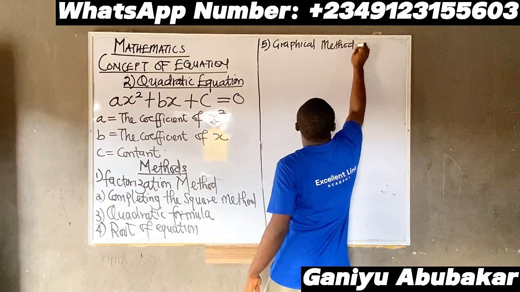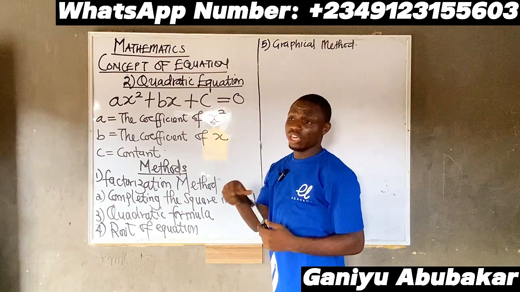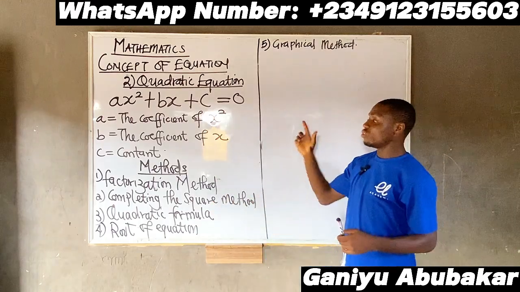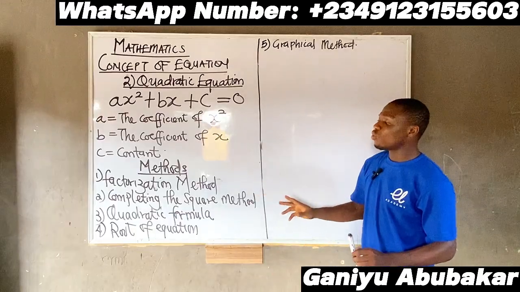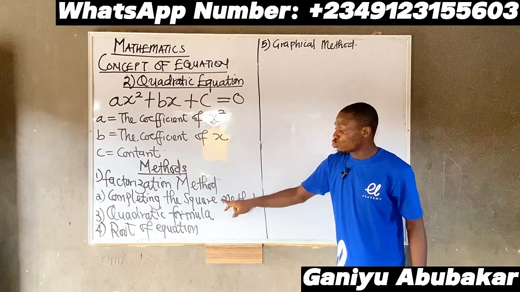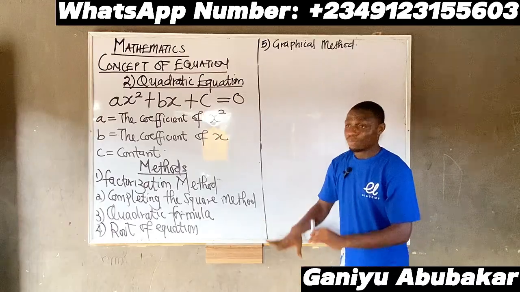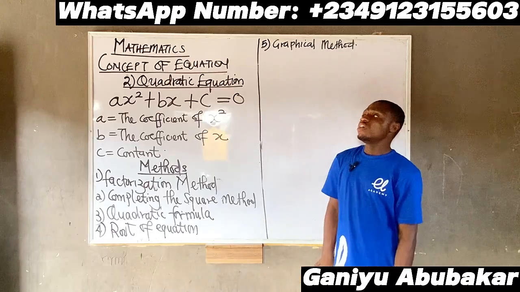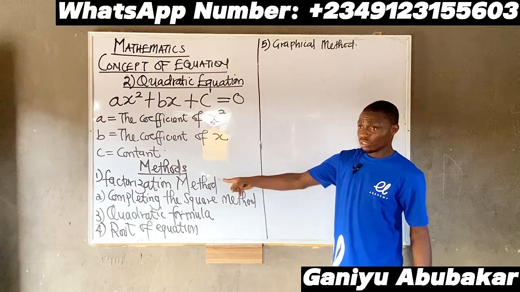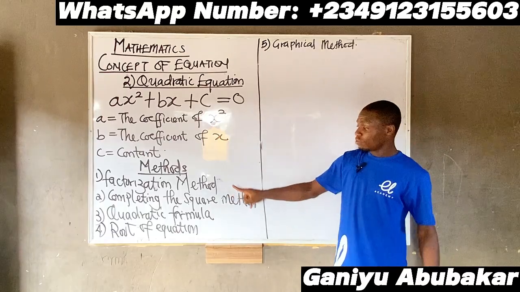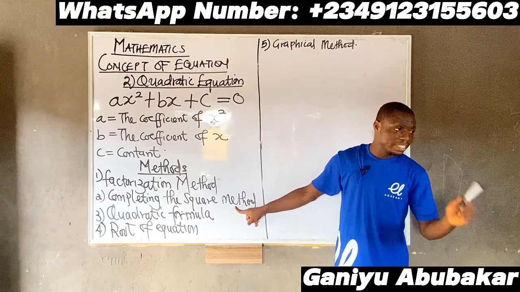You don't really do this one much until you're in SS3 classes. For now, you don't do this, but it's there. So we look at 3 important methods here. 1, 2, and 3 are the main methods here. So I'll take one example. I'll use an example to solve this one.